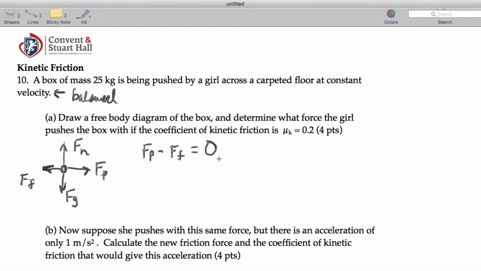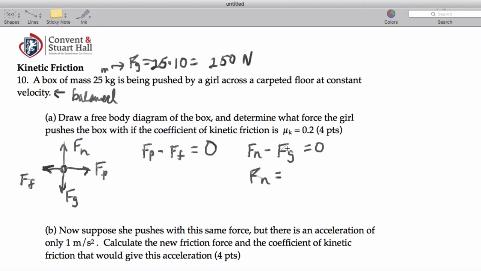Next, we want to calculate this force of friction using the normal force. So we know the normal force and the weight balance. So to be clear, we have Fn balancing Fg. Now let's be clear, this is m. So to get the force of gravity, that's going to be 25 times 10, which is going to give me 250 newtons. So the normal force is, in fact, 250 newtons because it balances the force of gravity.